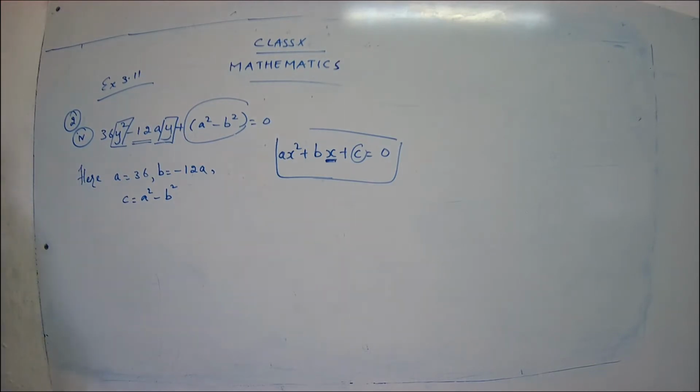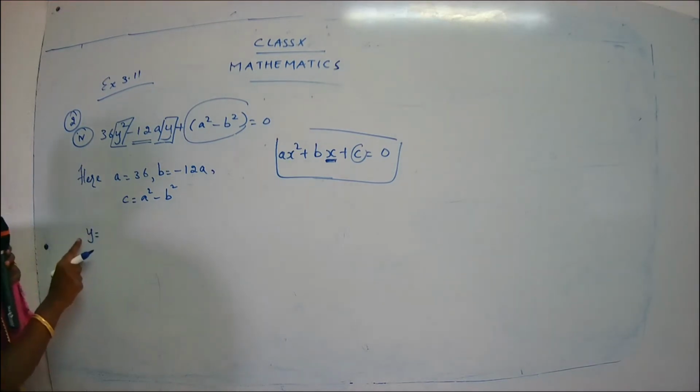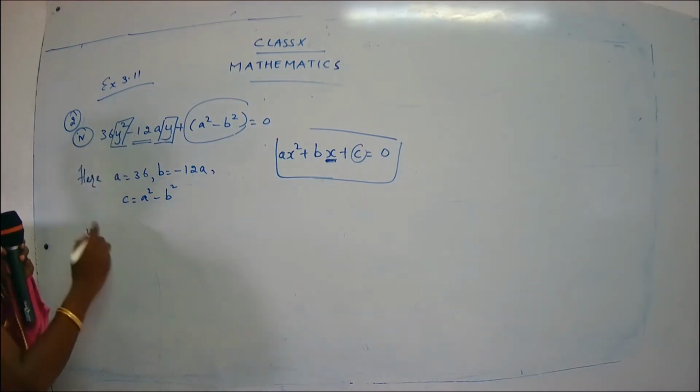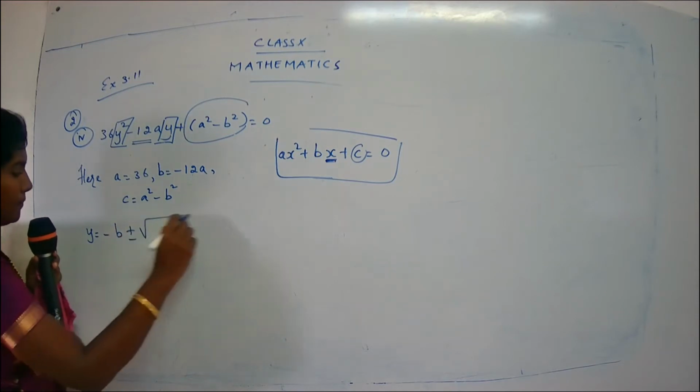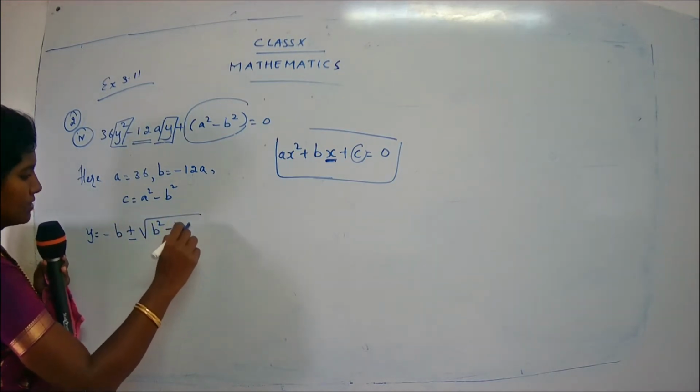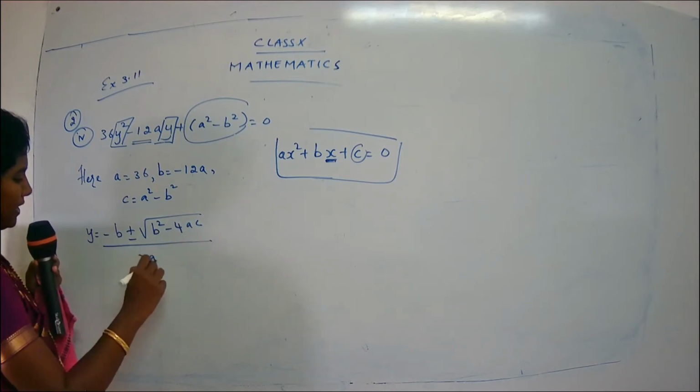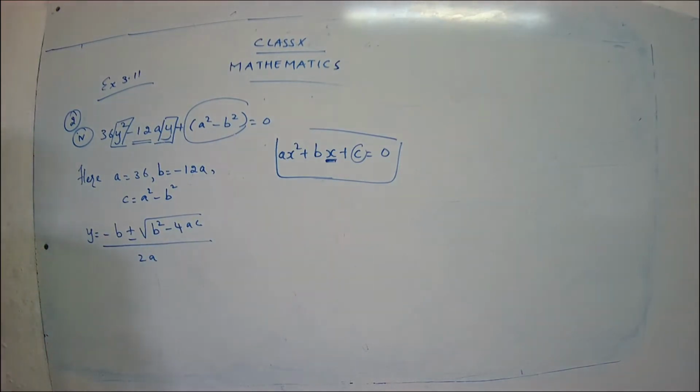Okay, let's go for the next step. Now we are going to write the formula. Here, instead of x, we have the variable y. So you are going to write y is equal to, do not write x is equal to, we will take the variable. Okay, so y is equal to minus b plus minus square root of b square minus 4ac upon 2a. Now we are going to substitute the value for b, a and c, and we are going to get the value for y. So let's go for the substitution part.